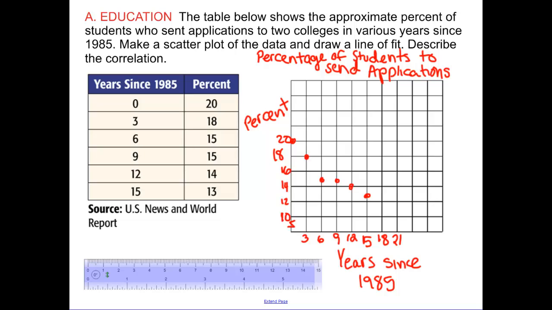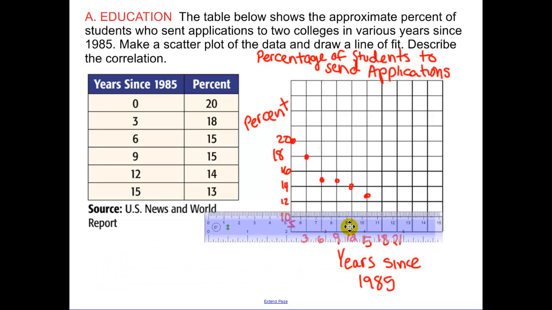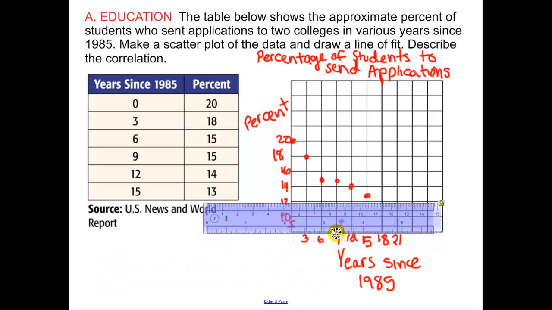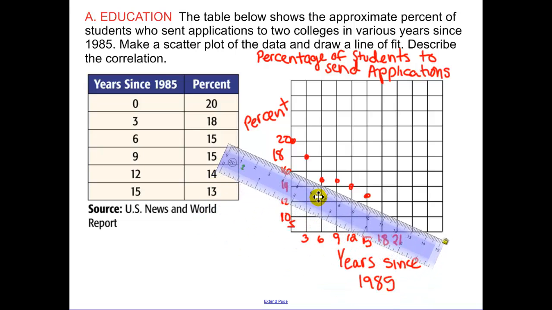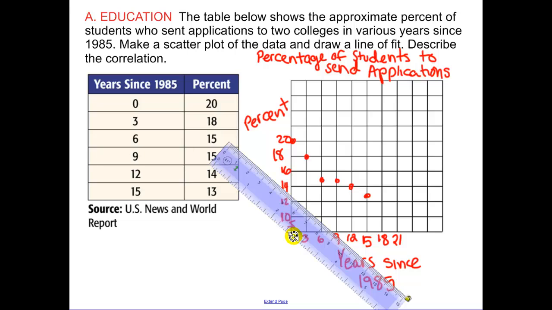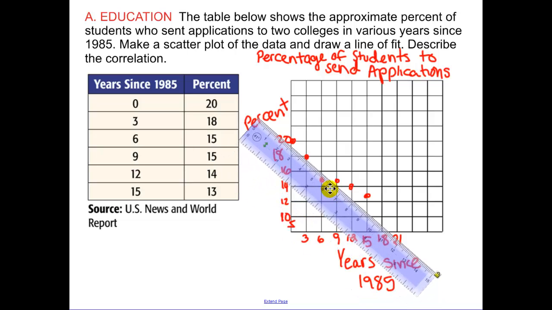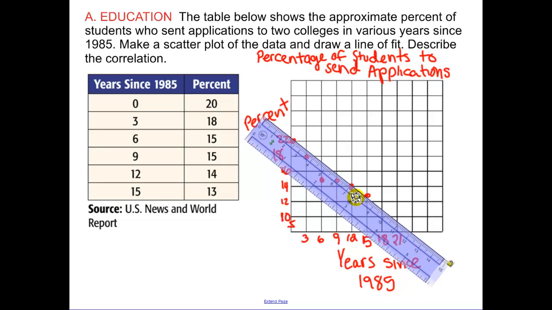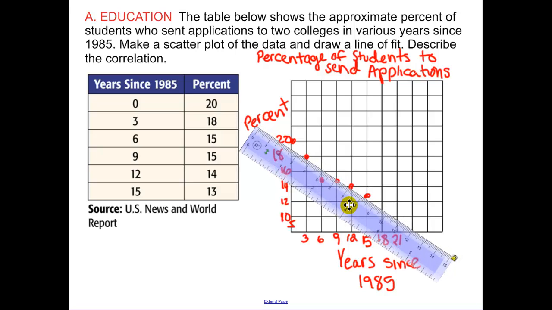Okay, now what we're going to do is draw in a line. And notice how I have our ruler here. So we're going to take our ruler and rotate it so that it doesn't have to fit exactly on the points, but it best approximates. That looks like it's a little too steep. I might turn it more, something like that. Looks like that's a fairly good approximation. So now I'm going to use that straight edge to draw our line.